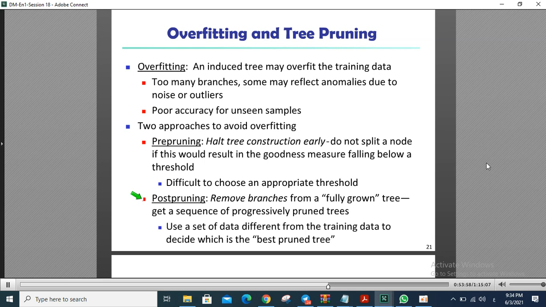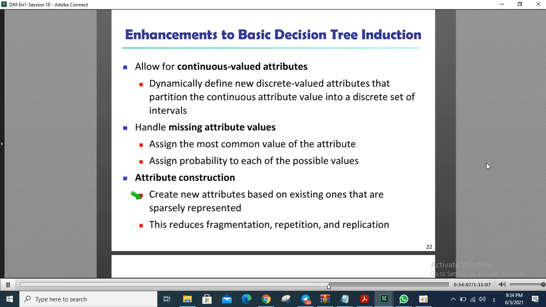In C4.5 strategy, we are using post-pruning strategy. And you can see that post-pruning is simpler than the pre-pruning strategy, because in this case I'm creating the tree completely and then just pruning some branches in the tree.